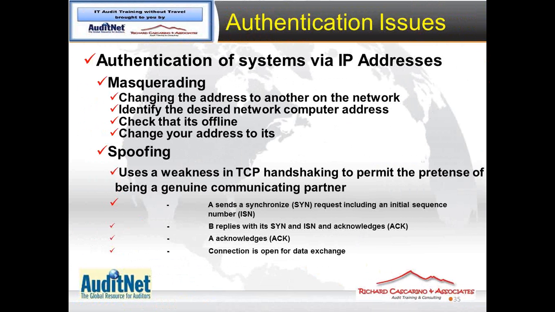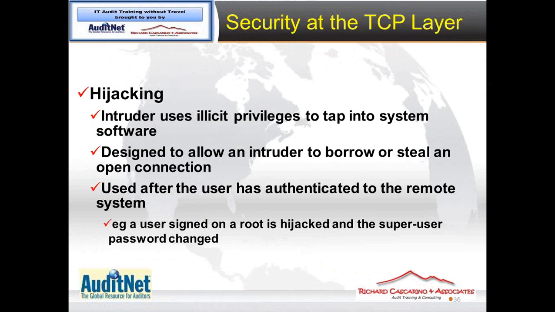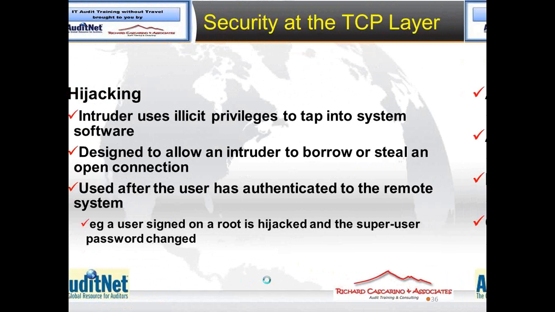And now it thinks it's talking to B, but in actual fact it's talking to me. At the TCP layer, that was at the IP layer. At the TCP layer, you can use illicit privileges to tap into the system software in order to borrow, steal, etc., an open connection. And that's typically used after the user has authenticated to the remote system. So the user signs on as root, gets hijacked, and they change the root password, and now they are the super user.